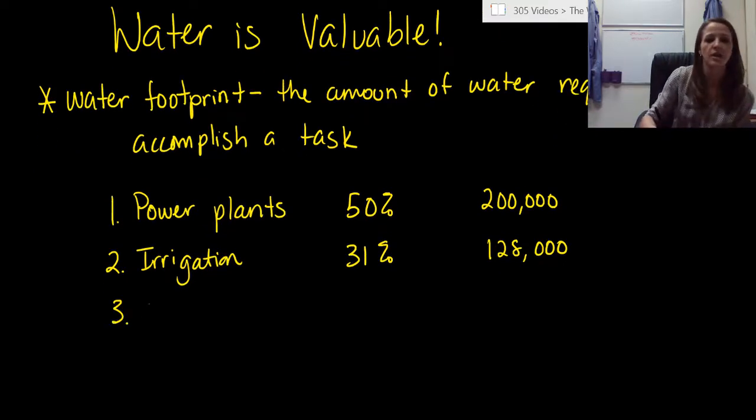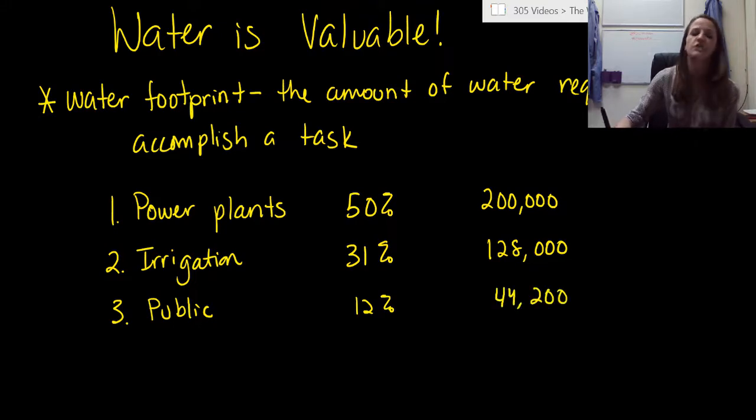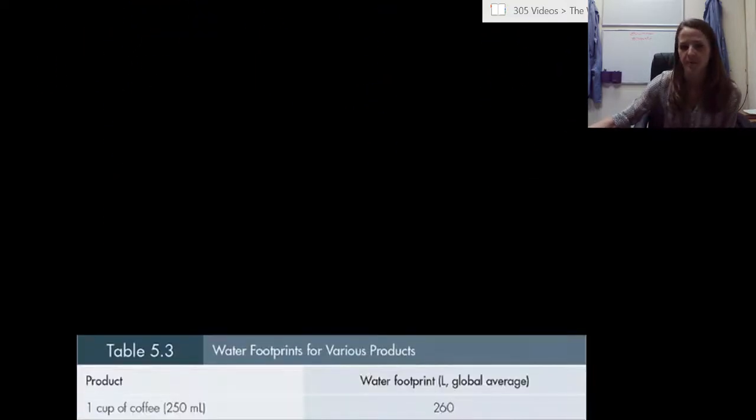And the last one is our public systems. So that could be your schools, your homes, your businesses, anything that's considered a public system, and that takes about 12% of our total water. And so just to put this into perspective, we use about 44,200 million gallons of water every single day in order to have and pump water to the public, so to have water fountains, to have it in the bathrooms, anything like that. The public actually takes about 12% total. All right, so now keep this in mind.